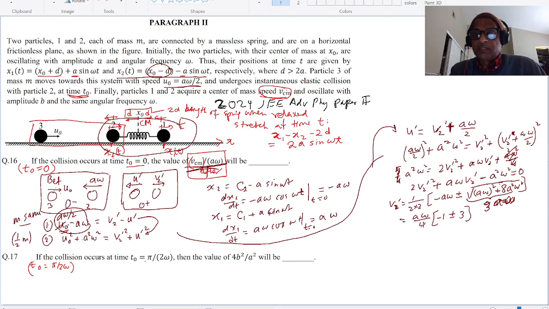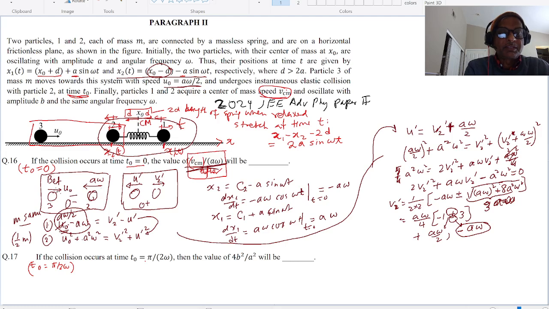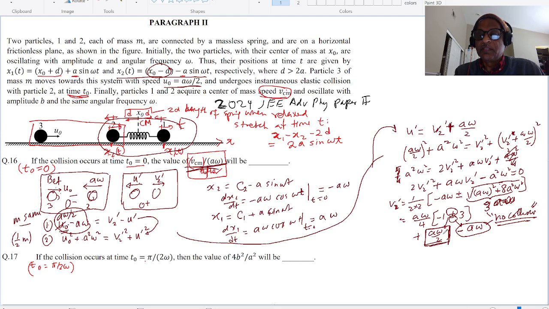So you can see that with a plus sign, I get a omega over 2, and with a minus sign, plus here gives me that, minus here gives me that, minus just a omega. So this is just as if this particle just doesn't even see it, the no collision. So whenever you do elastic collision, there will be solutions like that. If you have equal mass, you're definitely going to get that solution like that. So this is going to be a omega over 2.